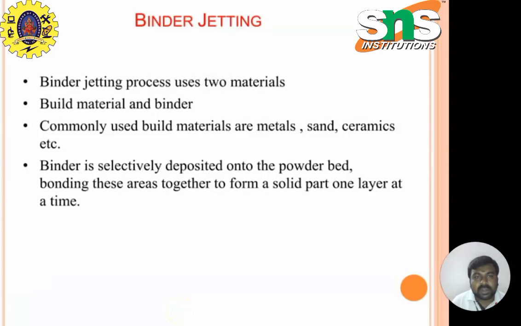Another type of additive manufacturing process is the binder jetting process. The binder jetting process uses two materials, the build material and the binder. Commonly used build materials are metals, sand, and ceramics. The binder is selectively deposited onto the powder bed, bonding these areas together to form a solid part, one layer at a time. So it is a layer by layer manufacturing process.